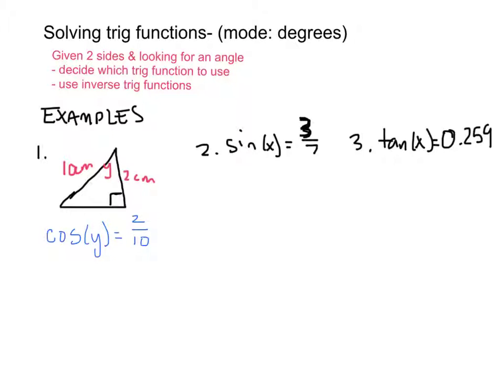Now I'm going to use the inverse. So the inverse cosine of 2 over 10 will give me y. So we're going to say that y equals 78.5 degrees.